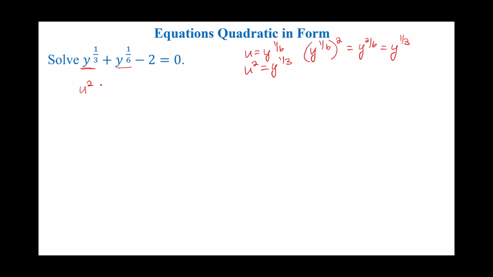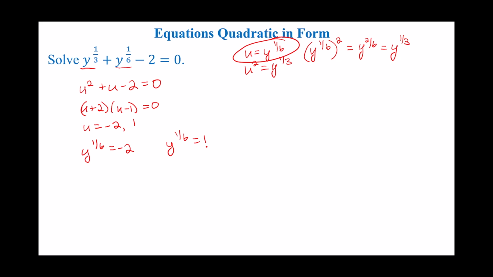So I have u squared plus u minus 2 equals 0. Factoring that, I get u plus 2 and u minus 1 equals 0. So u equals negative 2 or 1. So I've solved for u. Now I need to solve for y. Remember that u is y to the 1/6 power. So I have y to the 1/6 power equals negative 2, or y to the 1/6 power equals 1.